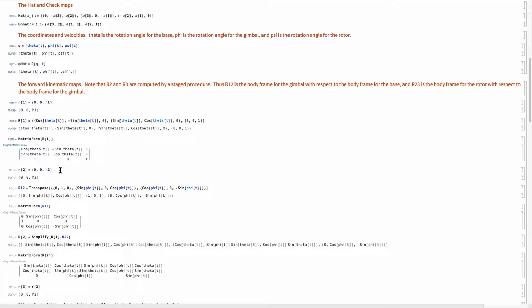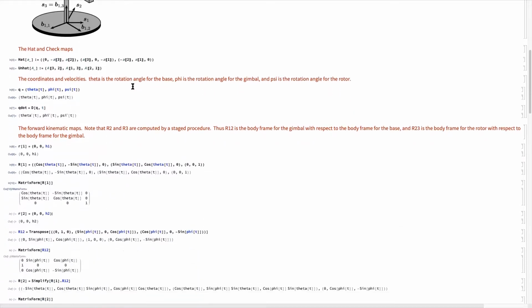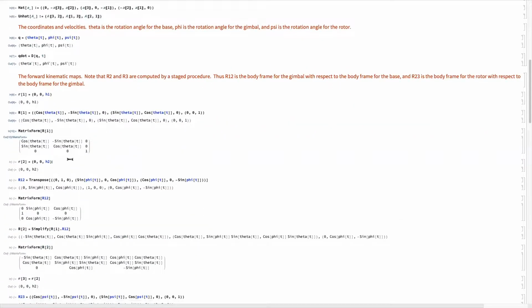So the center of mass of the gimbal that holds the disk doesn't move, as long as I'm assuming that the center of mass is at this point right here. If it turned out that the center of mass was located here for some reason, which is not so incredibly awful, then you'd have to bookkeep that. But it turns out in this case that thankfully this velocity is 0, so that simplifies some things.